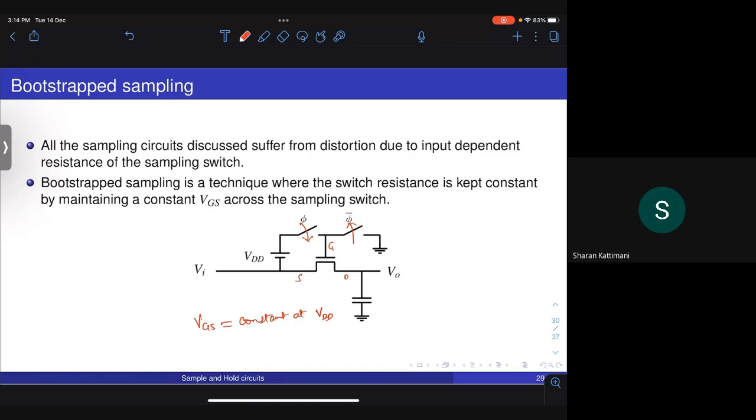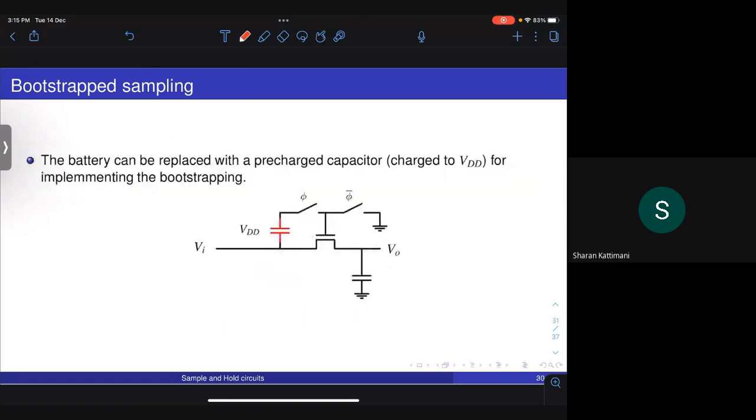What is the exact value of the input voltage at that instant of time? Okay, so if we can somehow set up this kind of a circuit, then we will be able to maintain a constant on resistance and get a switch with very low distortion. Now, how do we realize this? One of the ways you can say is, okay, battery, something which is not very practical, but you can always replace the battery with a capacitor which is charged to that particular value of voltage. So if you have a pre-charged capacitor which is charged to VDD, and you configure it in a circuit like this, so instead of battery, you have a capacitor, you will get the same function.